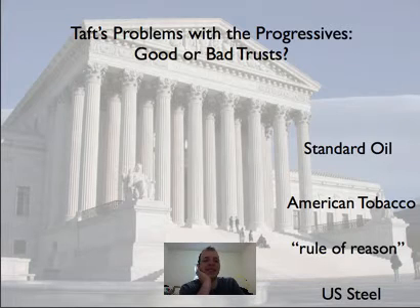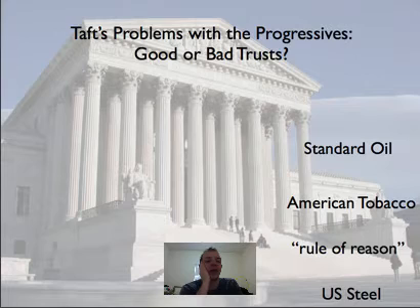Taft tries to bust trusts like Standard Oil and American Tobacco. Taft doesn't like trusts. He's probably a lot more opposed to trusts than Roosevelt. However, the Supreme Court used what they called the rule of reason to decide whether these two trusts were good trusts or bad trusts. And they said they were both good trusts and can continue to exist. And this really upsets Taft.